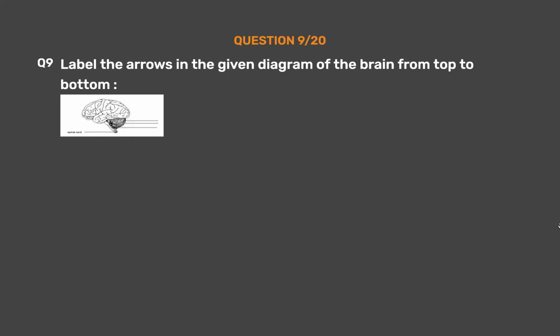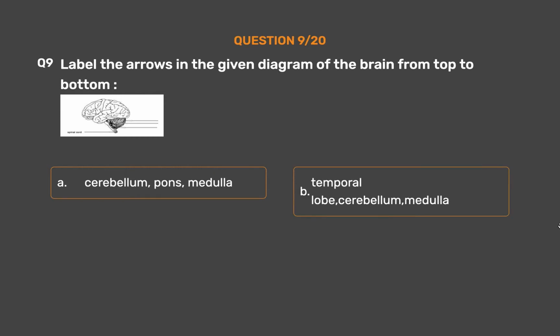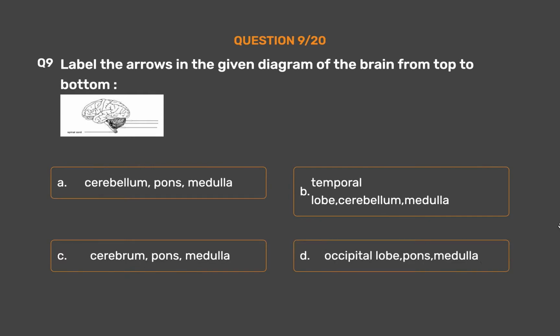Question number 9. Label the arrows in the given diagram of the brain from top to bottom. Option A. Cerebellum, pons, medulla. Option B. Temporal lobe, cerebellum, medulla. Option C. Cerebrum, pons, medulla. Option D. Occipital lobe, pons, medulla.